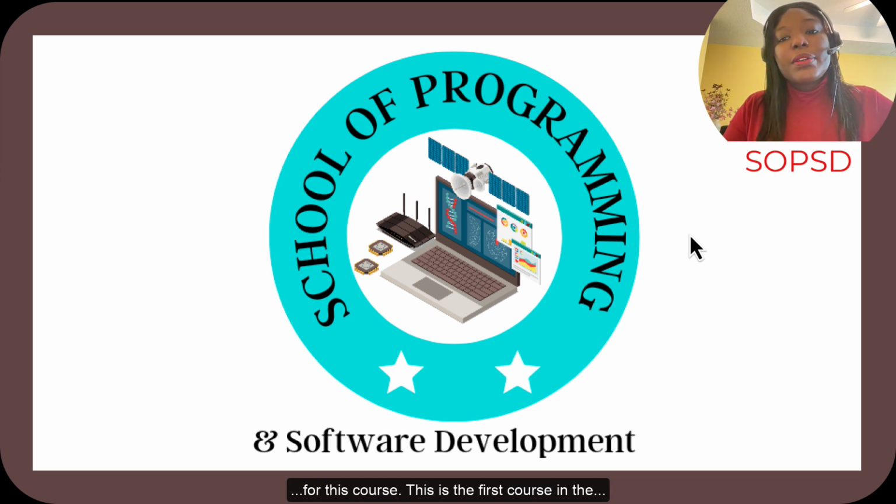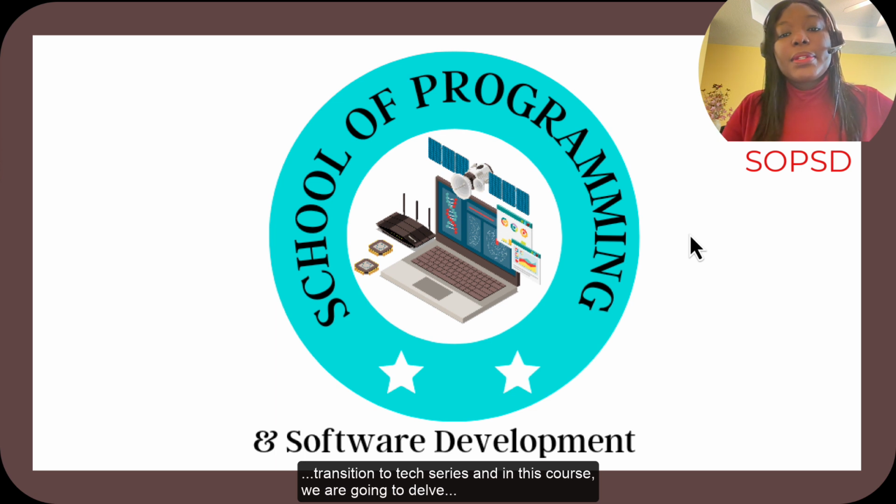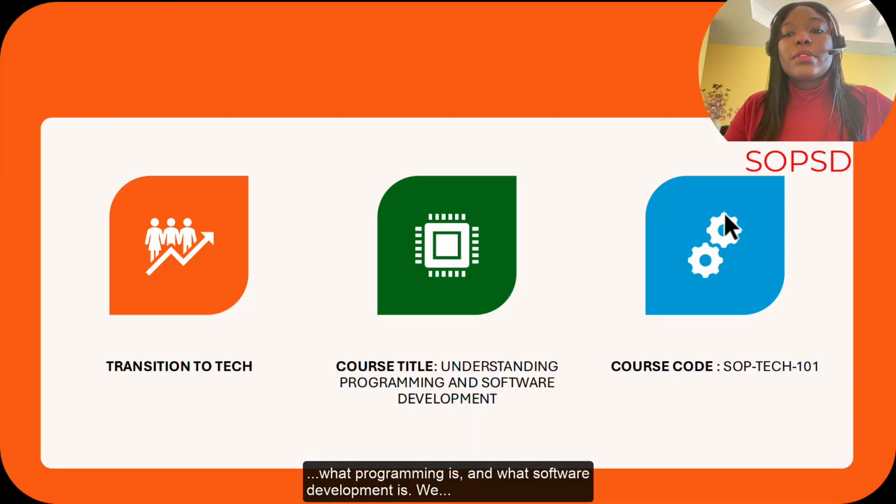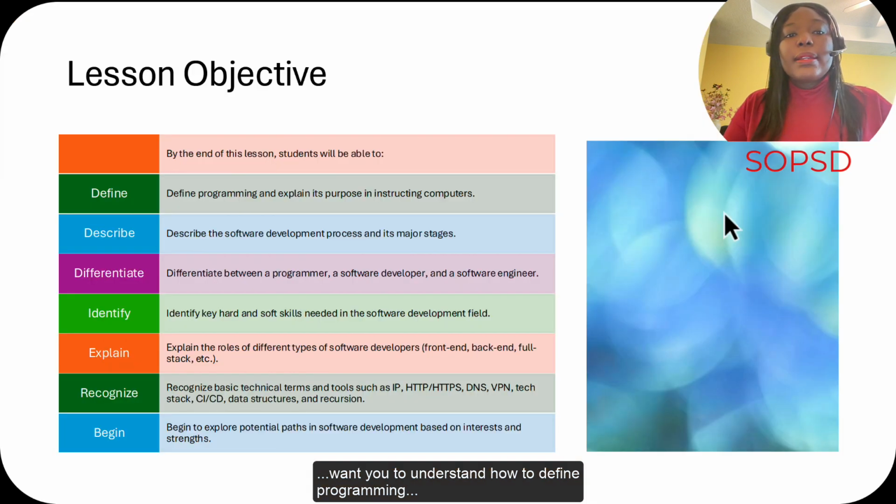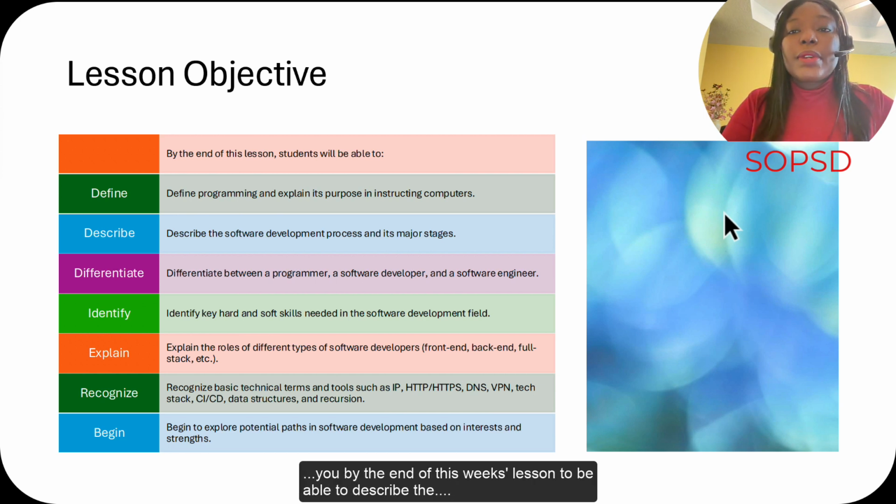This is the first course in the Transition to Tech series, and in this course we are going to delve into topics that will help you get a clear understanding of what programming is and what software development is. We want you to understand how to define programming and understand the purpose of instructing computers. We also want you by the end of this week's lesson to be able to describe the different software development process and all of the stages of software development.